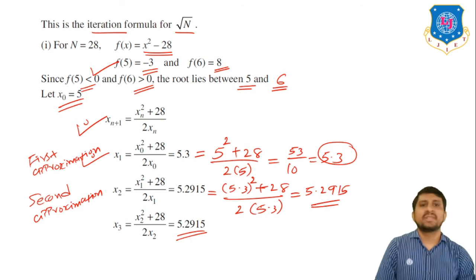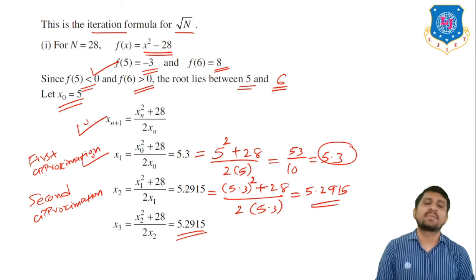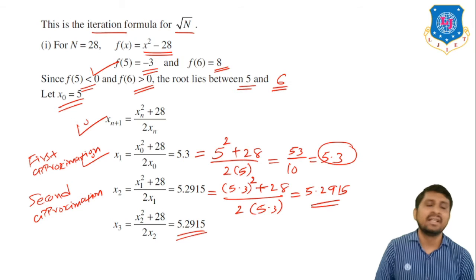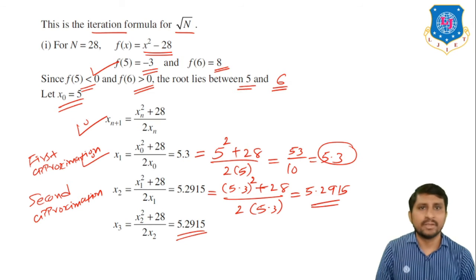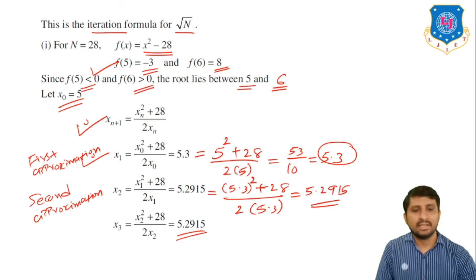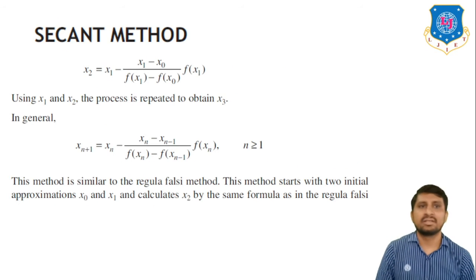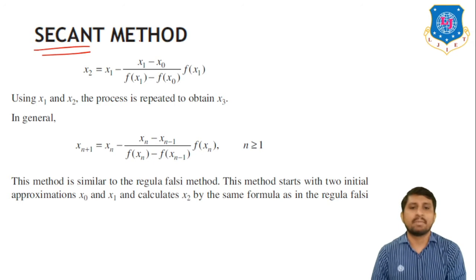So the moral of the story is, using the Newton-Raphson method, we can also derive the iteration formula for square root of n, cube root of n, and in general the nth root of n, and we can solve some of the examples using the Newton-Raphson method. So the Newton-Raphson method is now complete, and the next and last method of this chapter is the secant method.